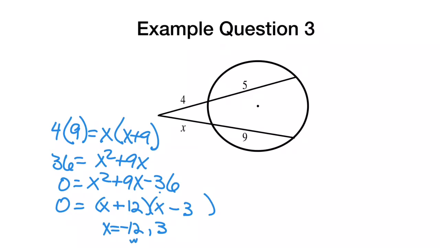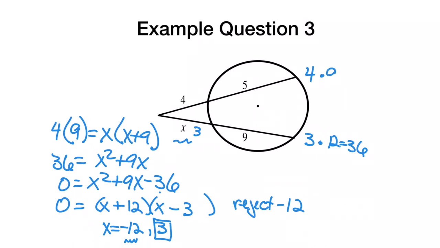Now if x is negative 12, we're going to get a negative side length, which can't happen. So we're going to reject negative 12 because we can't have a negative side length. But if we have 3, well, that's fine. That should be fine, and we should test it. So if x is 3, 3 times the entire length, which is 12, that's 36. And then 4 times the entire length, that's also 36, so that works. So x equals 3, that's our solution.